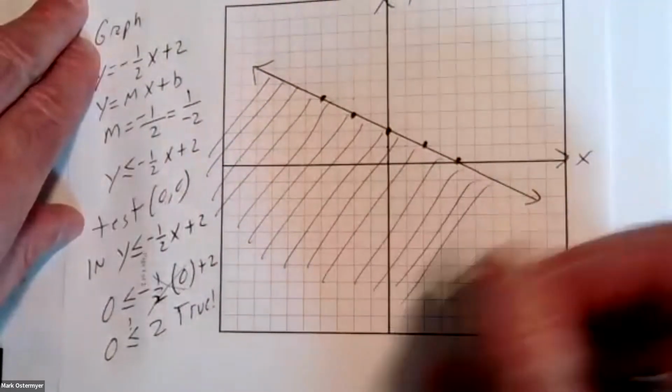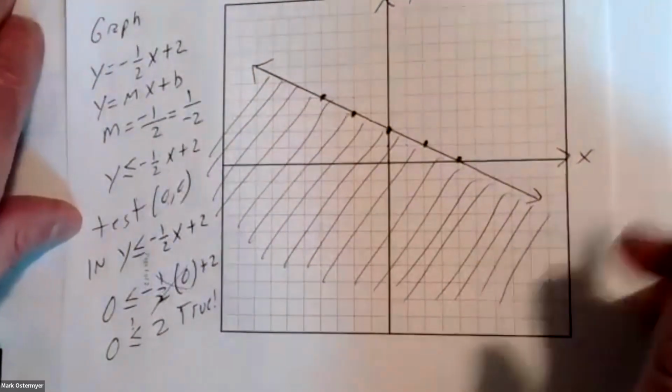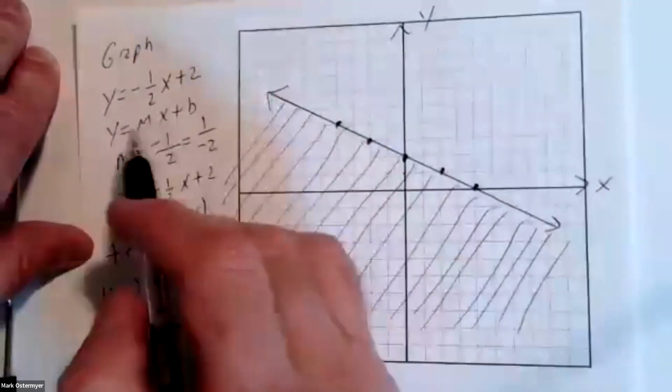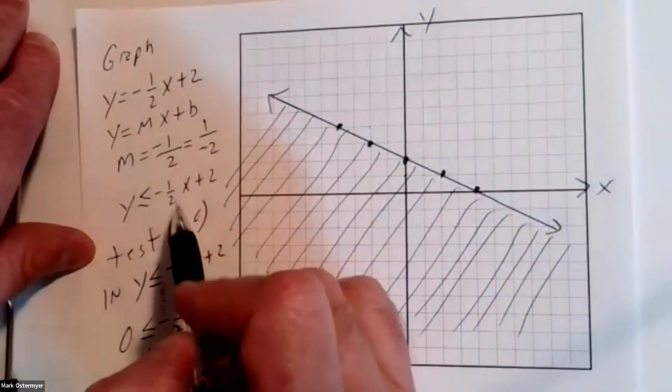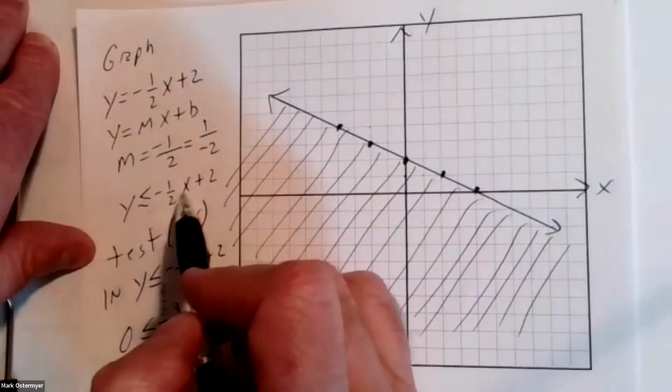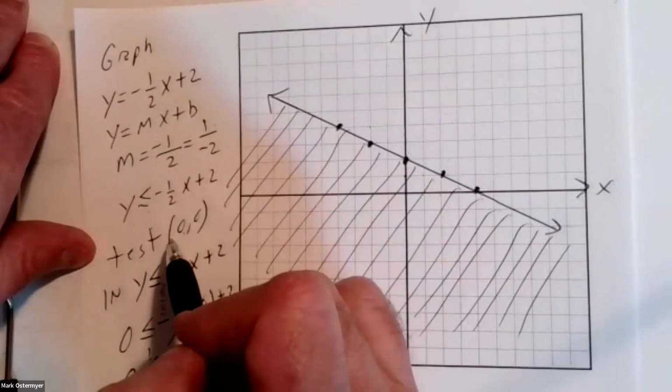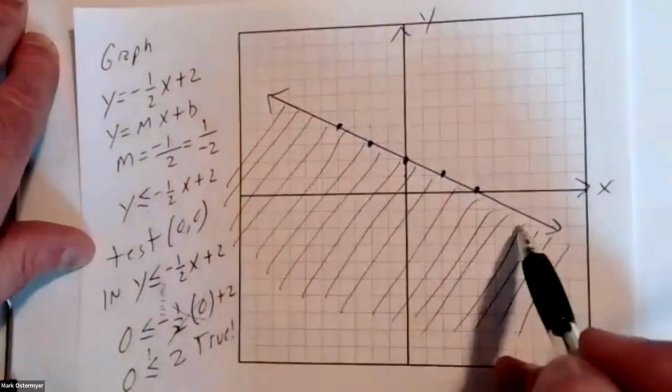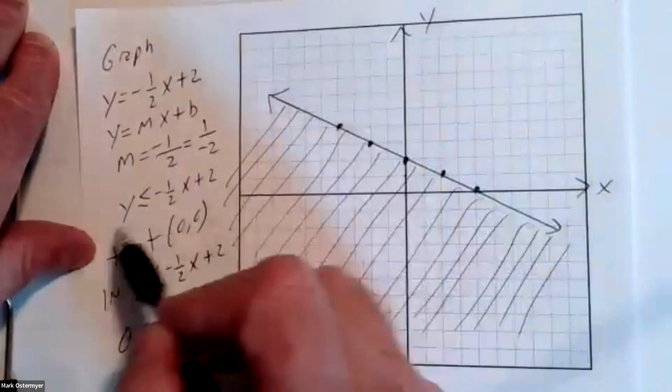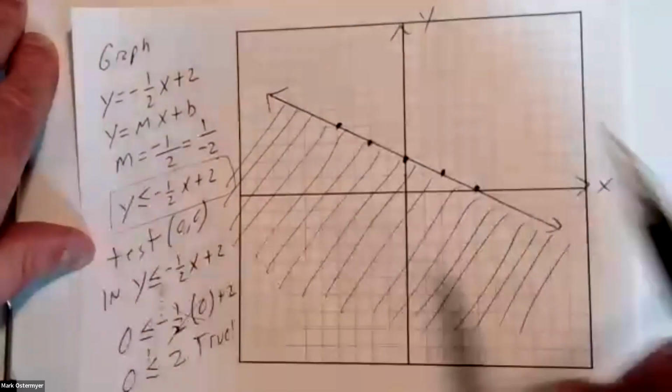And you're looking at the graph of the solution set of all ordered pair solutions to the inequality y less than or equal to -1/2 x plus 2. Any point that lies on this line or lies in this shaded region would be a solution to this inequality. And we're done.